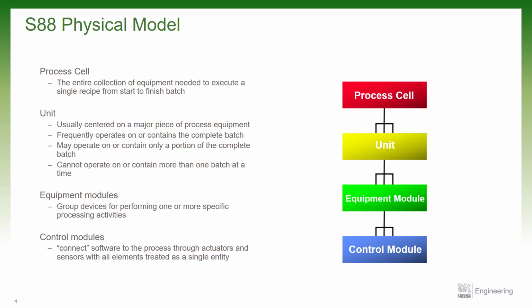Equipment modules are groups of devices for performing one or more specific processing activities. Control modules connect the software to the process through actuators and sensors, with all elements treated as a single entity.